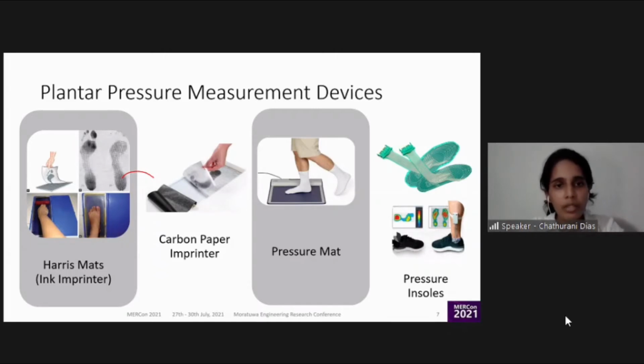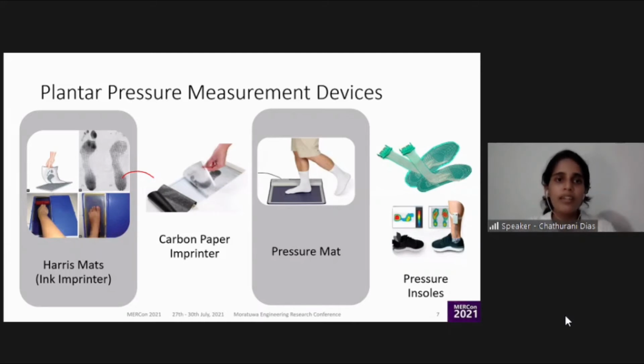So they come in mats or as insoles. Insoles have the versatility that we can insert them into a shoe, so that we can use them to analyze a wide range of motions, whereas the pressure mats are mostly used in the clinical setting, where the barefoot measurement is the most important one to assess the patient's present condition and the progress.